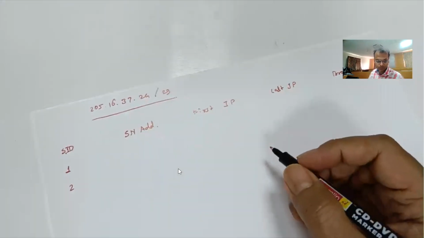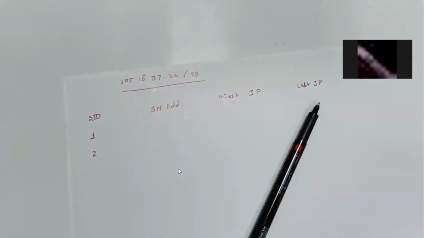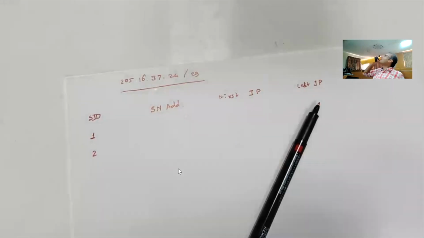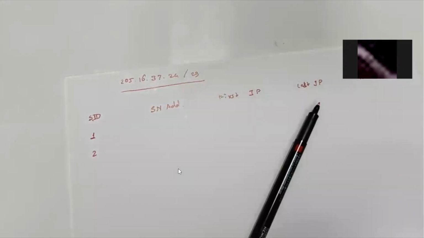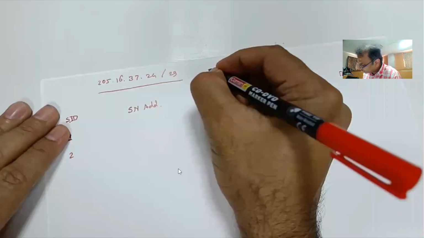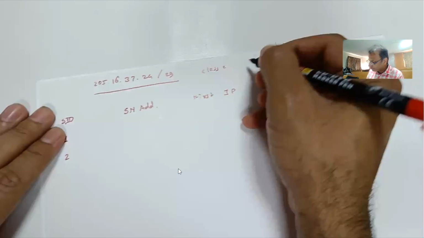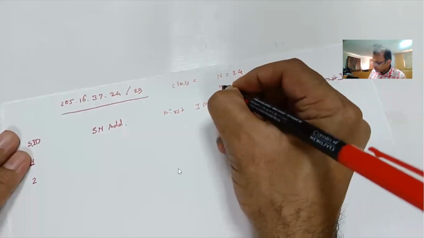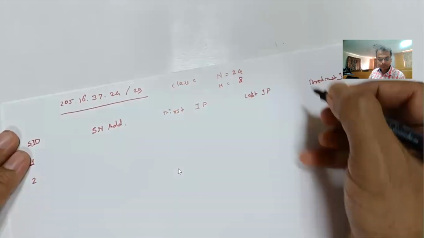Basic class. C. Anyone? The C class. It is a class C, right? So in class C, what is the scheme that you have? Network bits are 24, host bits are 8. Correct?